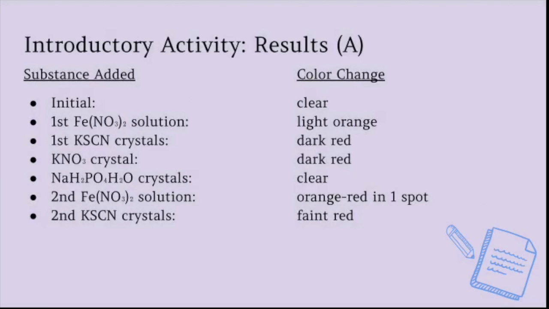The beginning solution was clear. After 3 drops of iron nitrate solution, it turned light orange. After the addition of potassium thiocyanate crystal, the solution changed to a dark red. When potassium nitrate was added, it stayed dark red. The addition of sodium phosphate turned the solution clear again. When iron nitrate was added a second time, it became an orange-reddish color. Finally, with the second addition of potassium thiocyanate, the solution turned to a pale red.